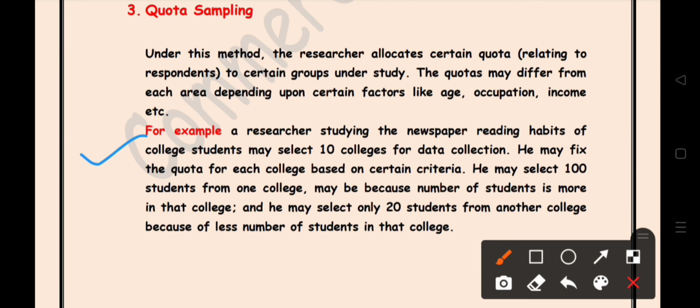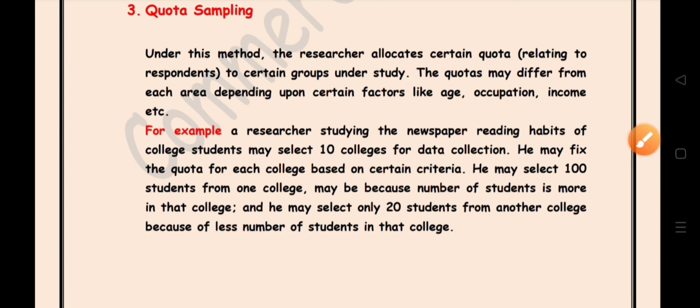He is using different parameters, like 10 students from one particular college, 100 students from another college, 20 students from another college. So he is using different quotas for different colleges. In this case, the researcher will use his own quota to select the sample.